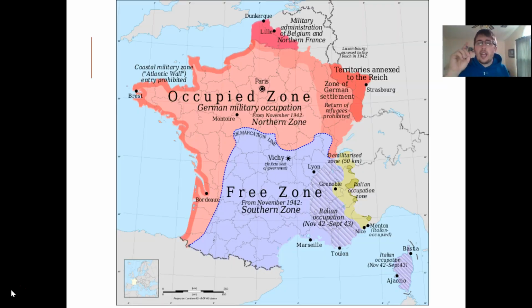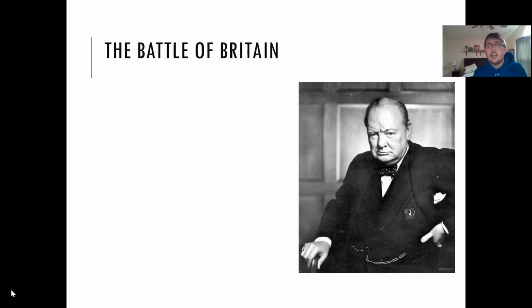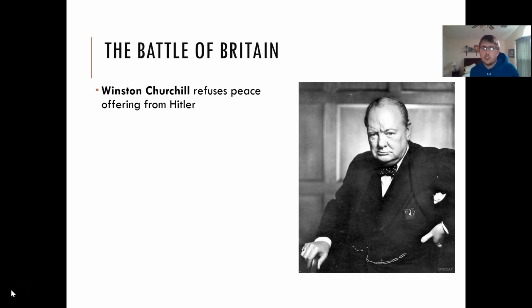And now you only have one country standing in the way of Nazi Germany in Western Europe, and that is Great Britain. And that leads us to Winston Churchill. Churchill has become the Prime Minister of Britain after Neville Chamberlain resigns.